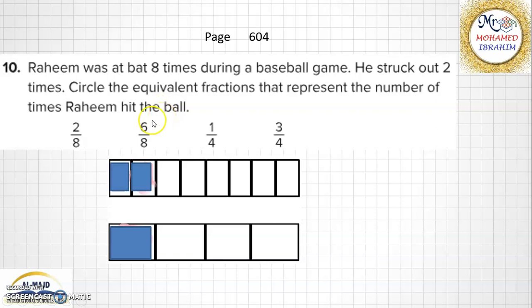Let's revise it together. He struck out 2 times. Out of what? Out of 8 times. 2 over 8. This is 2 over 8.